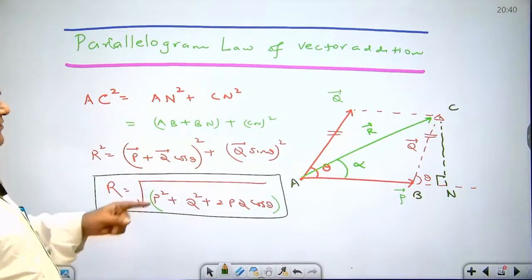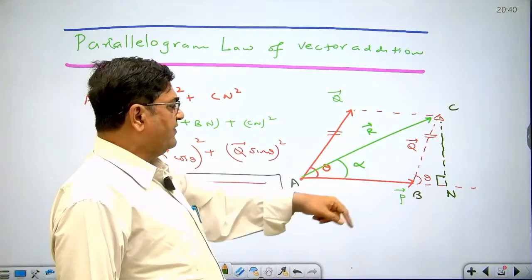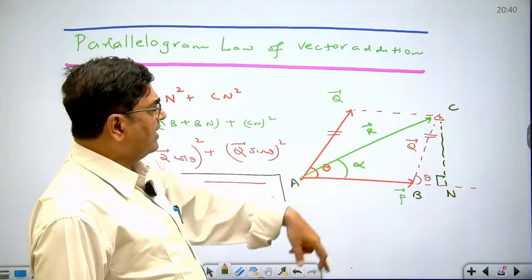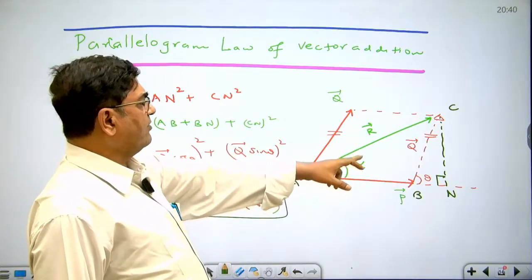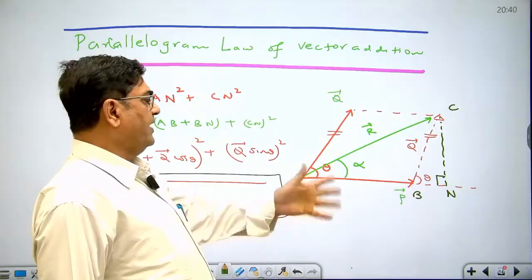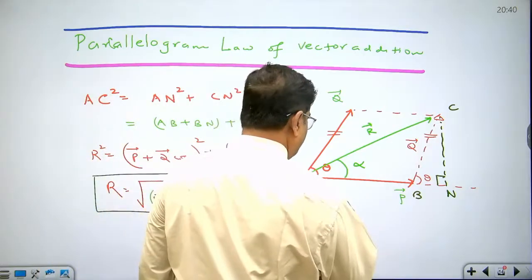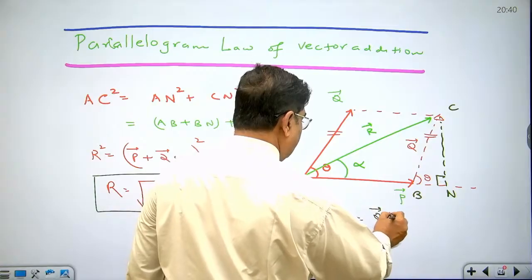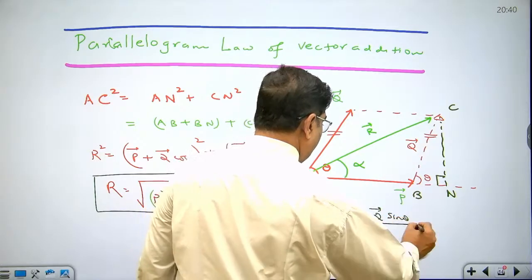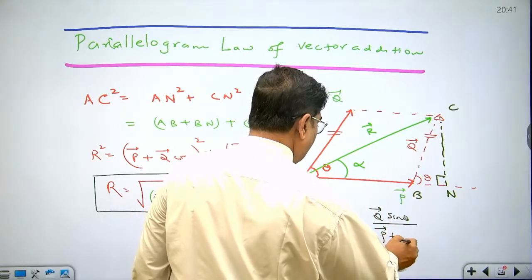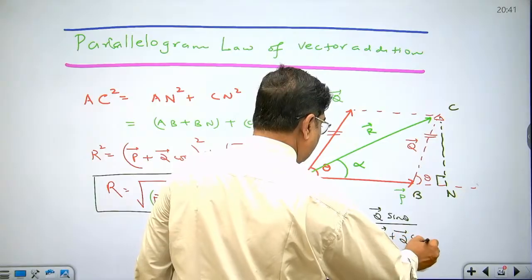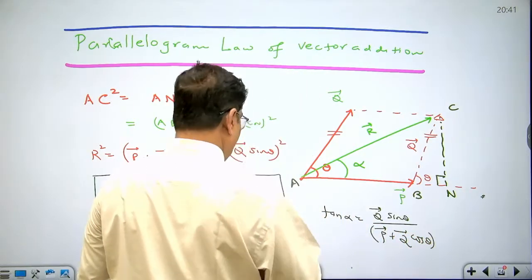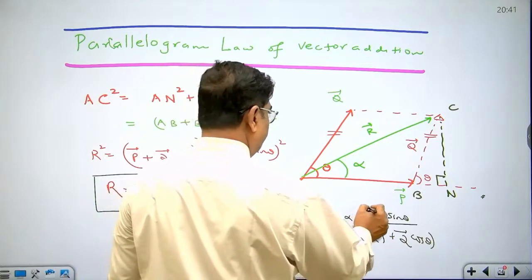If we are interested in finding the angle made by the resultant with vector P, this is alpha. So tan alpha in this triangle ANC, tan alpha equals what? NC upon AN. So tan alpha equals Q sin theta upon P plus Q cos theta. Okay. So dear student, we can write tan alpha equal to Q sin theta divided by P plus Q cos theta. This is the direction of the resultant.